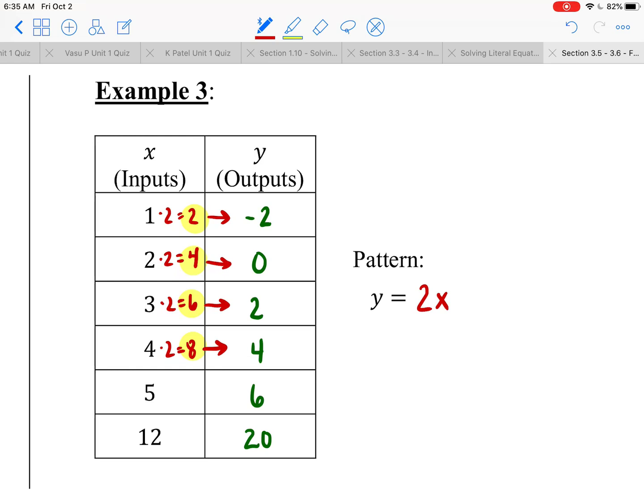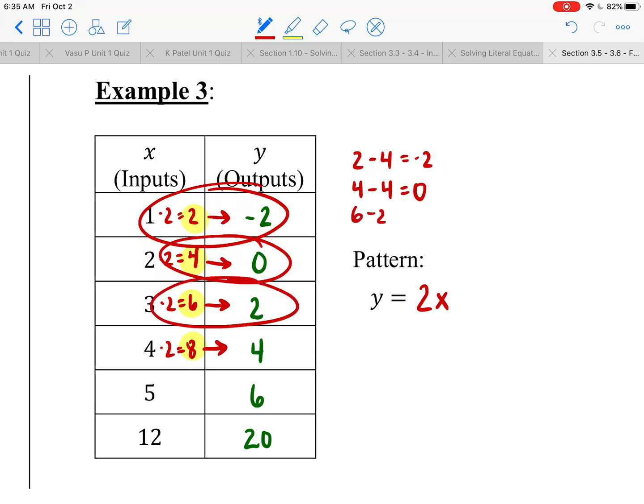So how do I get from 2 to -2? How do I get from 4 to 0? How do I get from 6 to 2? How do I get from 8 to 4? Looks to me like we're subtracting 4, right? So 2 minus 4 gives you -2. 4 minus 4 gives you 0. 6 minus 4 gives you 2, so that works. And then 8 minus 4 gives you 4.